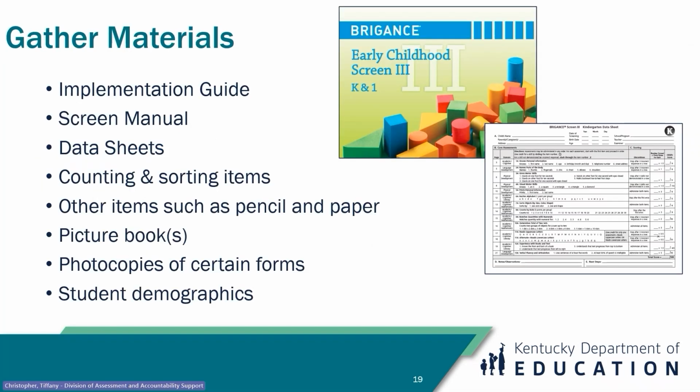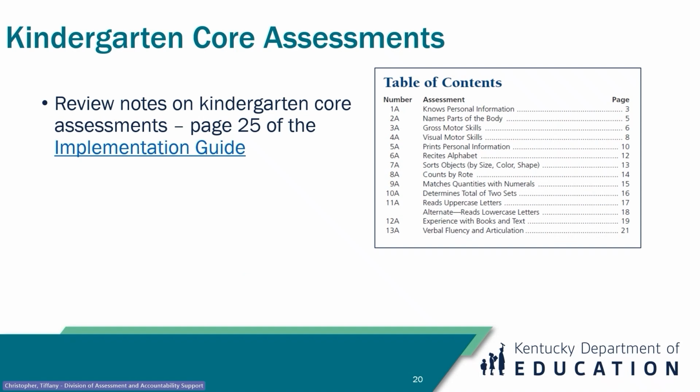Once you have ordered materials, you have completed the trainings, and the staff files are submitted, you are ready to screen. This is a list of items each individual screening student needs: implementation guide, screening manual, data sheets, counting and sorting items, other items such as paper and pencil, picture books, photocopies of certain forms, and student demographics. Please refer to page 25 in the implementation guide to review notes on kindergarten core assessments.